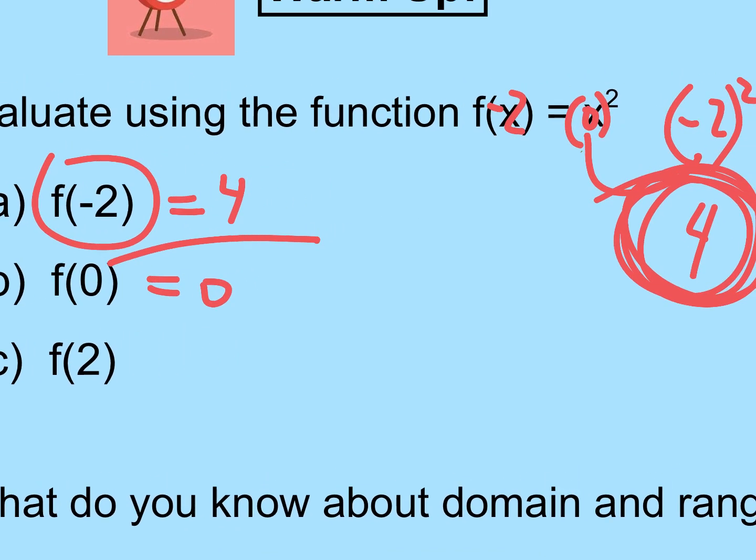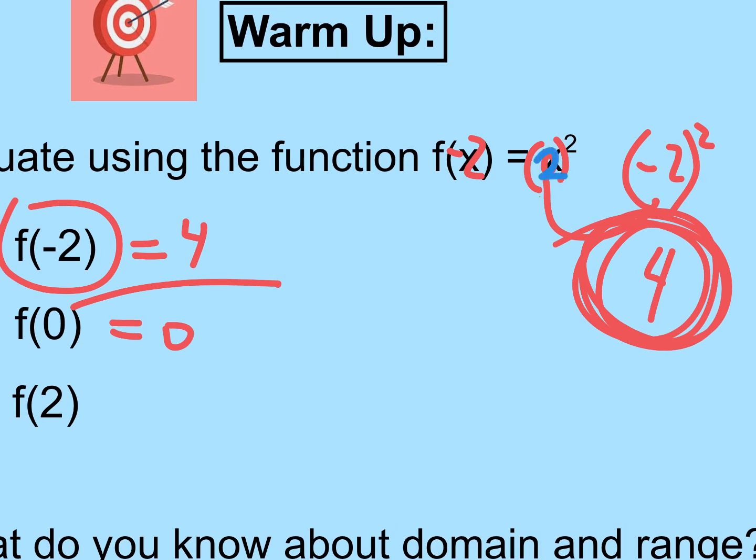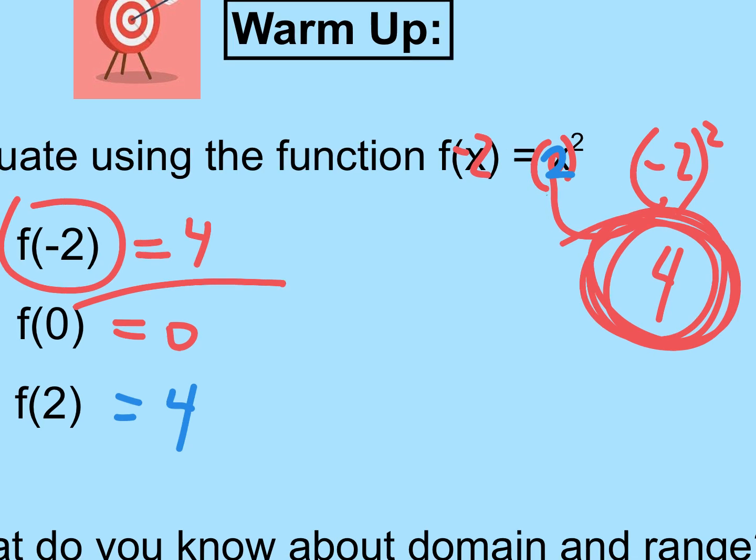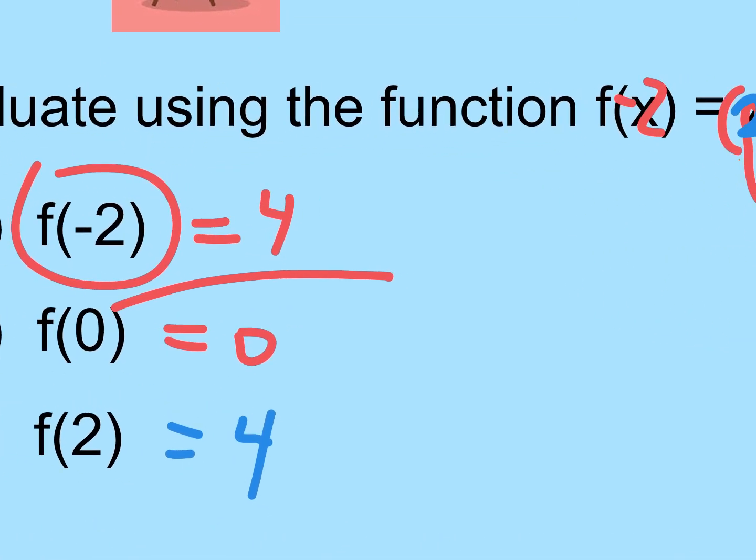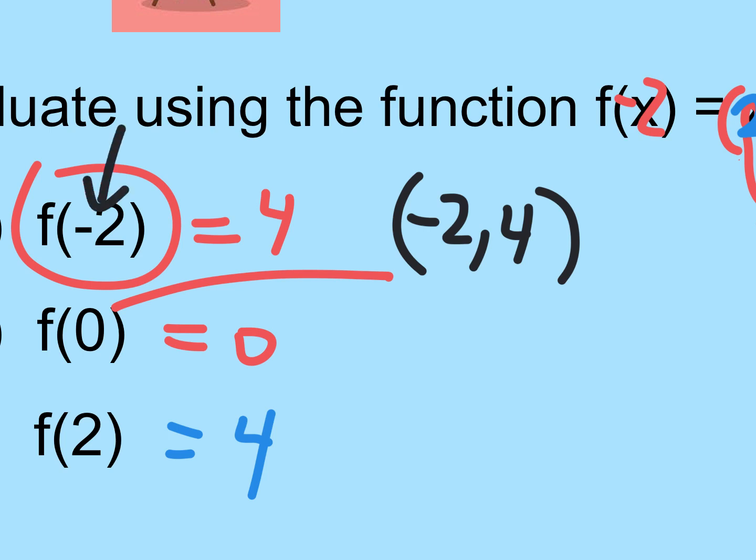The next one, you're going to stick a 2 in the equation, and then that becomes 2 squared, which is 4 again. Notice, we just found 3 points on the equation. I want you to process that. This point right here was -2, 4. X was -2 and Y was 4. Would you please make the other 2 points right there?